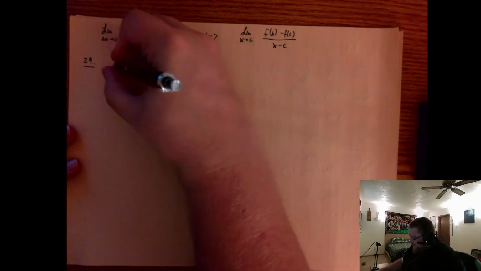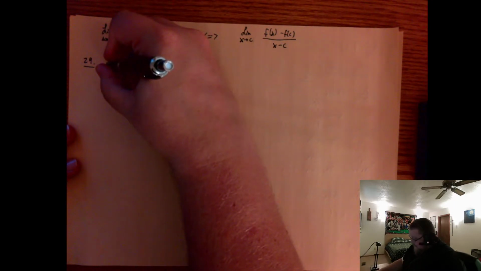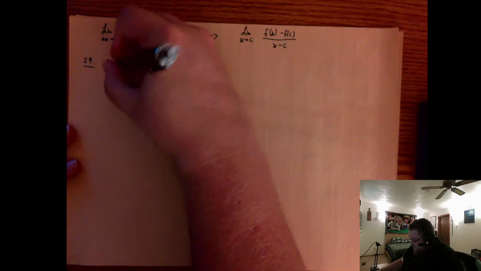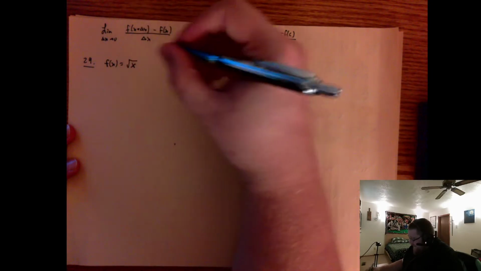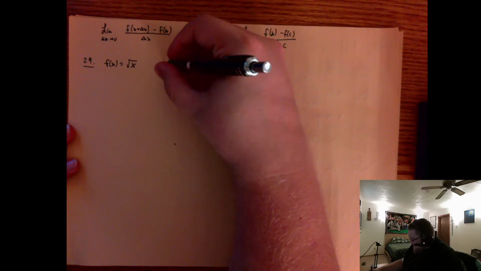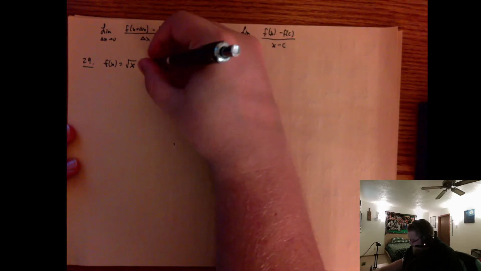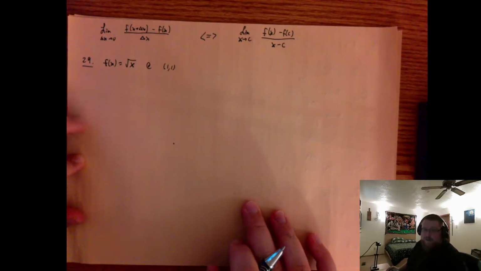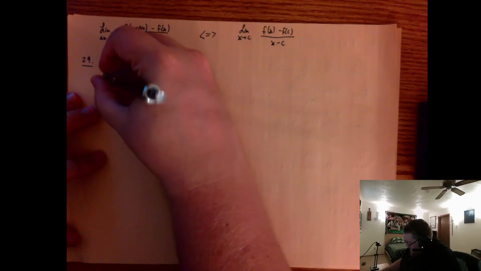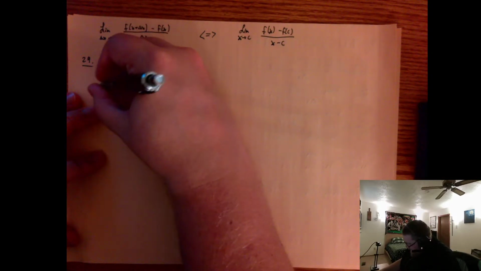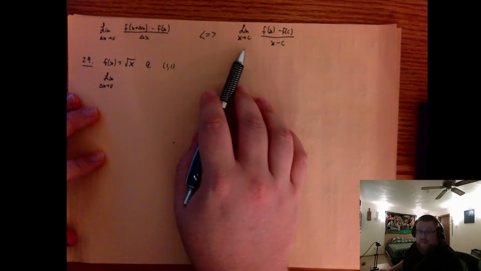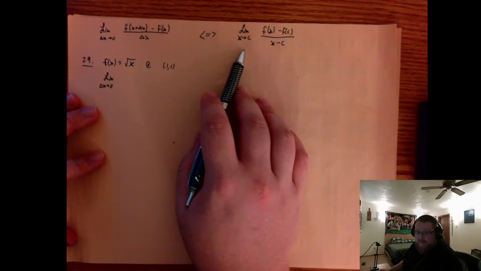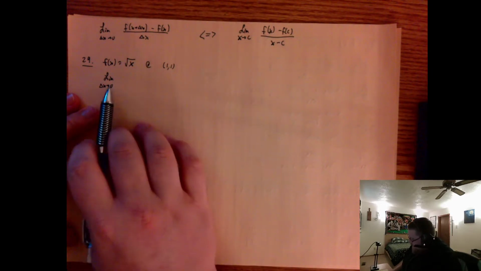Number 29 is one that's going to force us to use the conjugate. We're trying to find f of x equals the square root of x, and the point we're trying to do it at is the point (1, 1). So let's go through the process. We start by doing the limit as delta x approaches 0. This is one where doing it the other way is actually kind of painful. I strongly recommend against it, but you do you, I guess.